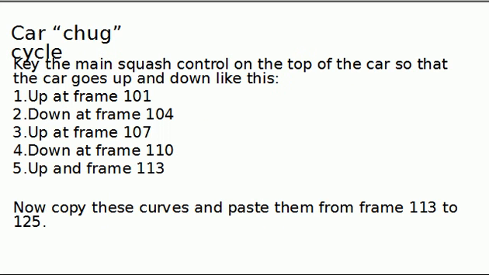Then the next thing to do is to select the squash control on the top of the car. You'll find that when you turn on the controls on the car, you'll see it at the top of the car. It's a little sort of pointed star. And that's what you use to keyframe the car. The up and down motion of the car is going to be like this. Up at frame 101, down at 104, up at 107, down at 110, up at 113. So it's kind of going chug, chug, chug, chug, chug like that. When you've done that, you can either carry on up to 125 or just copy and paste that curve at 113. So you've got animation going from 101 to 125.